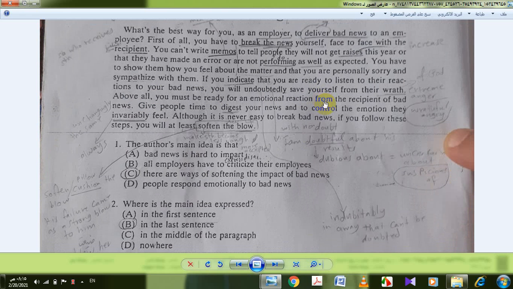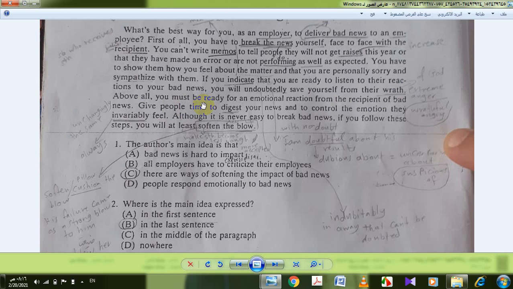undoubtedly, which means indubitably, with no question, in a way that cannot be doubted. Indubitably means in a way that cannot be doubted. I mean, without a question. You will undoubtedly save yourself from the wrath. Okay, we can say wrath of God. It's extreme anger. So you can save yourself from their wrath.